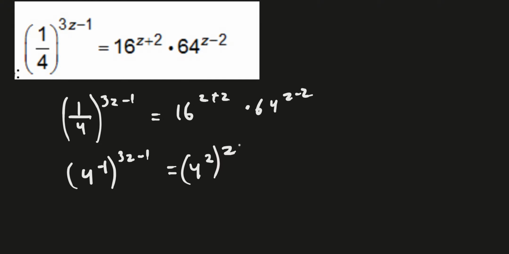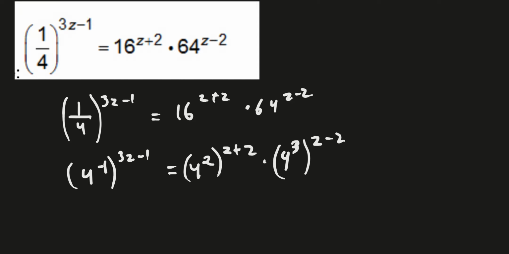Let me try to make my z's a little better. So let me write that 2 more curved, and then my z plus 2 is on top here. Multiply by 4, so 64, that's actually 4 cubed, right? Because 4 times 4 is 16, times 4 is 64, and then z minus 2. There's a lot of z's and 2's in this problem.